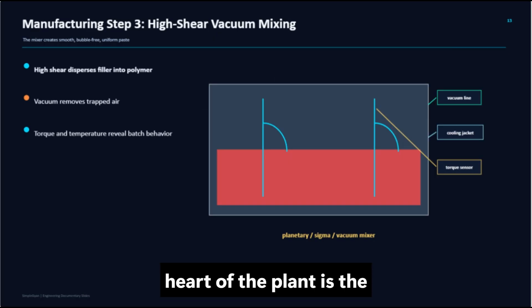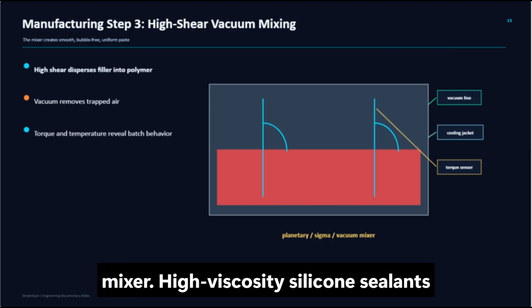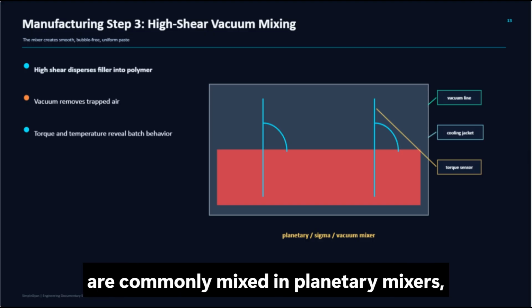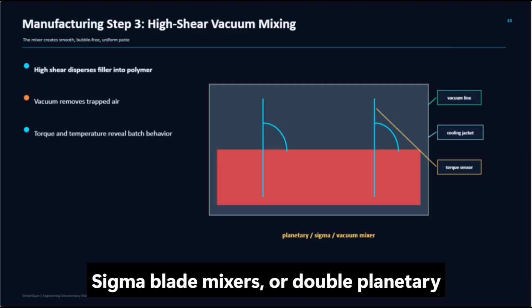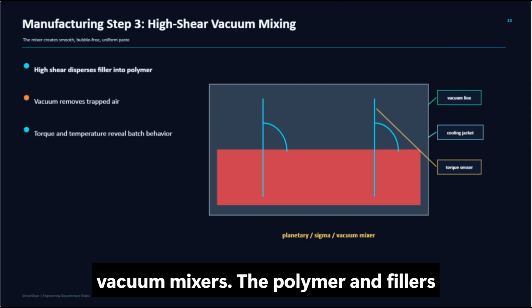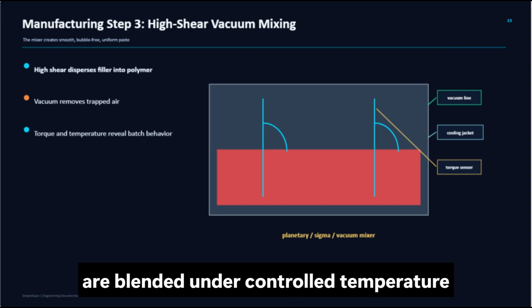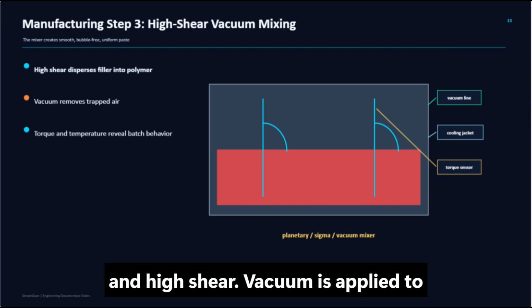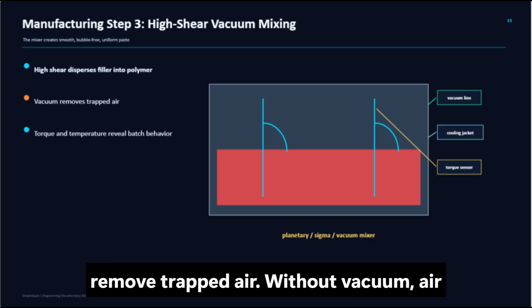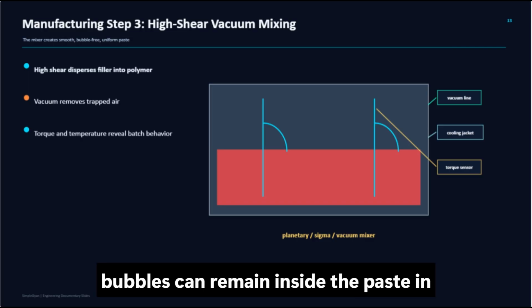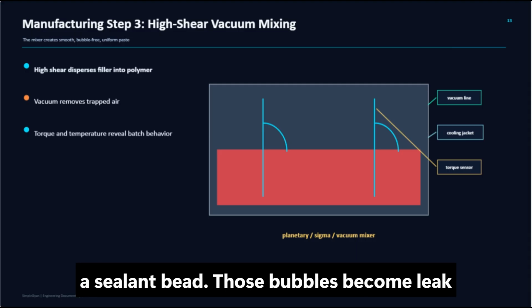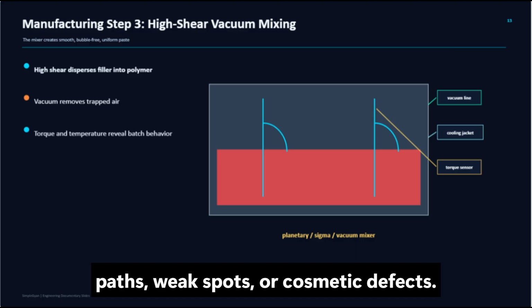The heart of the plant is the mixer. High-viscosity silicone sealants are commonly mixed in planetary mixers, sigma blade mixers, or double planetary vacuum mixers. The polymer and fillers are blended under controlled temperature and high shear. Vacuum is applied to remove trapped air. Without vacuum, air bubbles can remain inside the paste. In a sealant bead, those bubbles become leak paths, weak spots, or cosmetic defects.